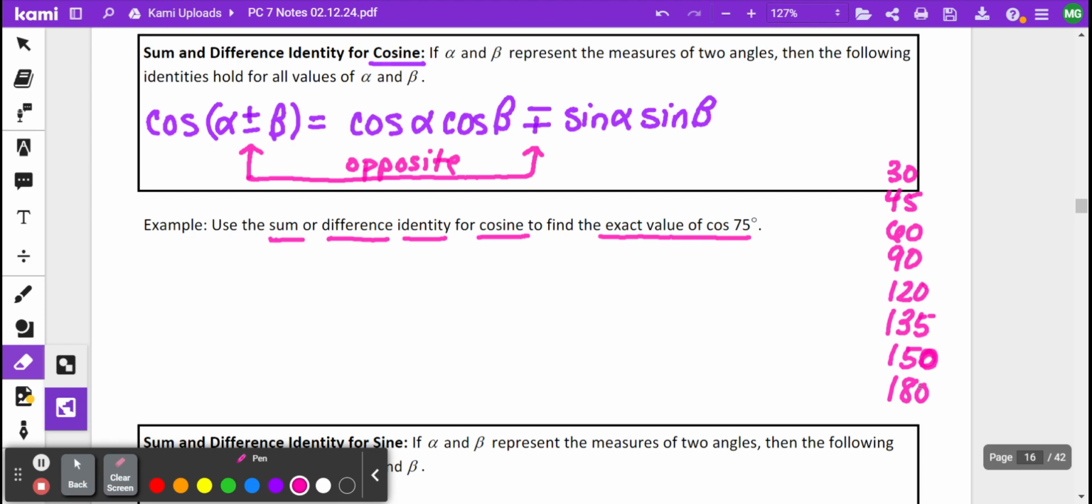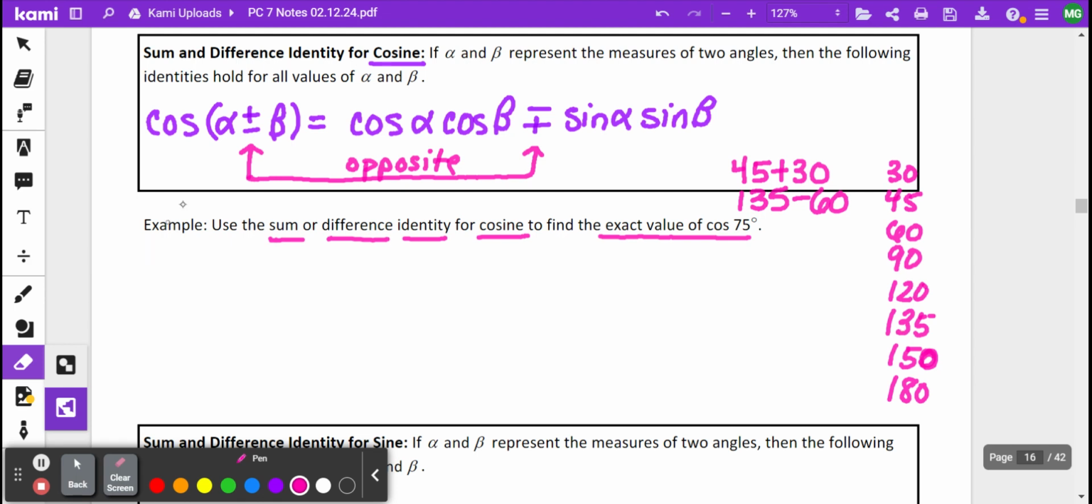Well, to me, the easiest one is to take 45 plus 30. That to me is the easiest one. But maybe you're someone who said, oh, but 135 minus 60 is also 75. That would be another way to get 75. And of course, we know the sine and cosine of all of these angles. So I'm going to go ahead and use the addition equation.